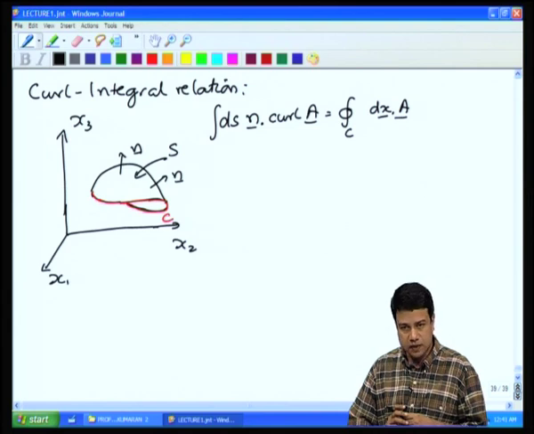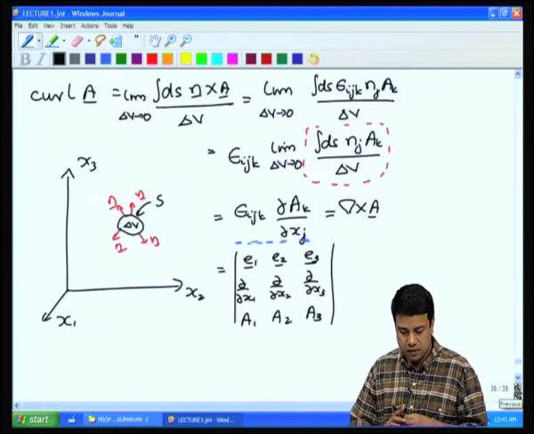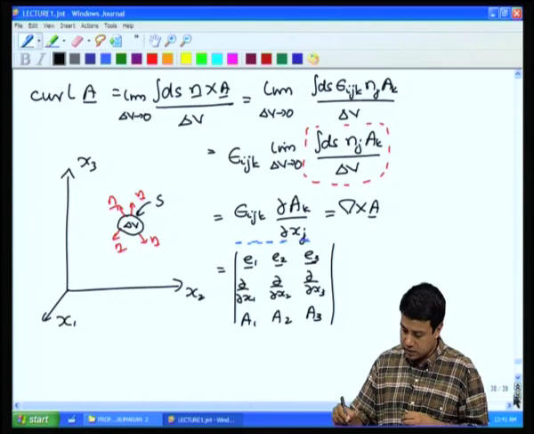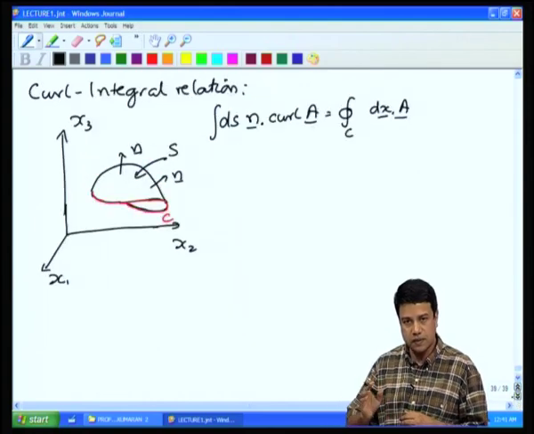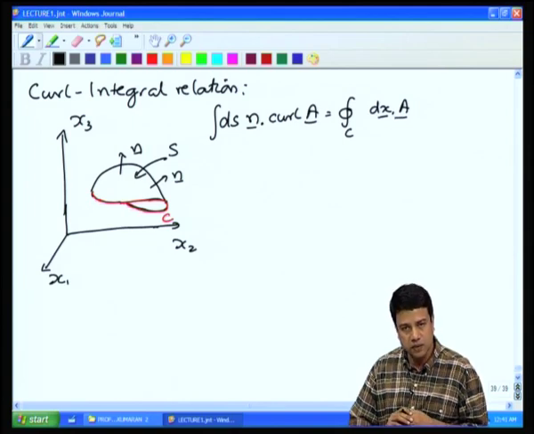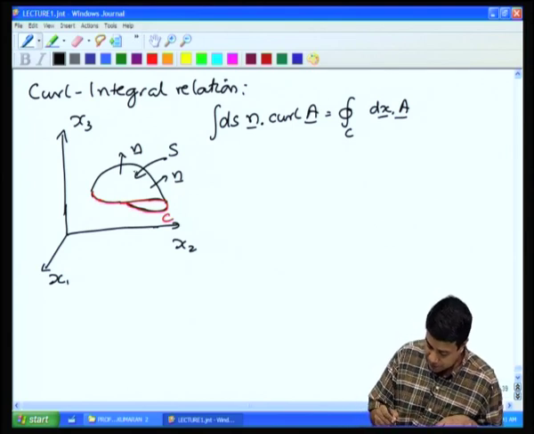How do we prove this? Okay. So, if you recall, the definition of the curl related a surface integral and a volume. The curl as defined was a surface integral divided by the volume. So, you cannot straight away relate a line and a surface integral. What you need to do is to construct a small volume around the surface. Okay. So, let us take a little patch of surface.